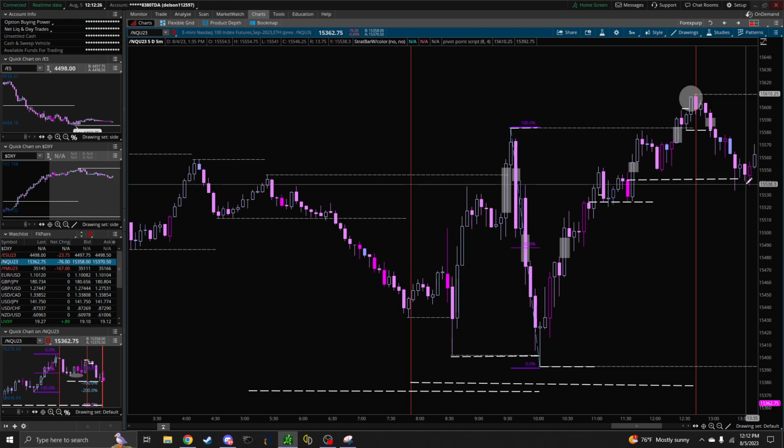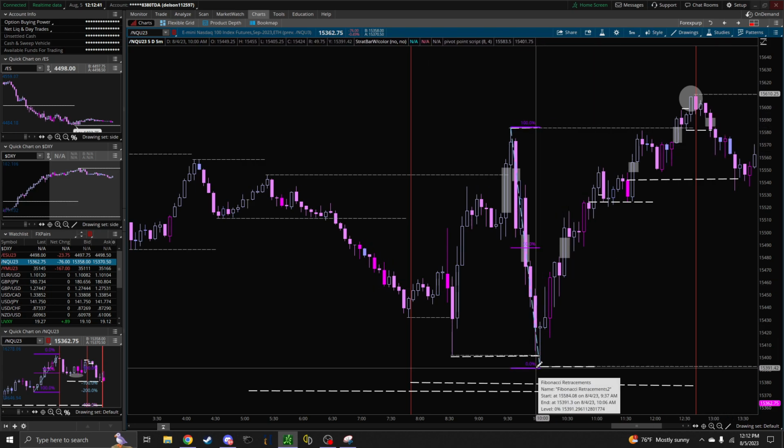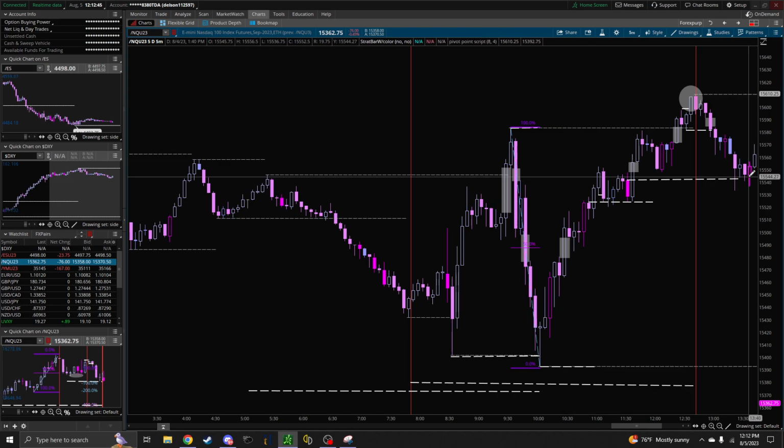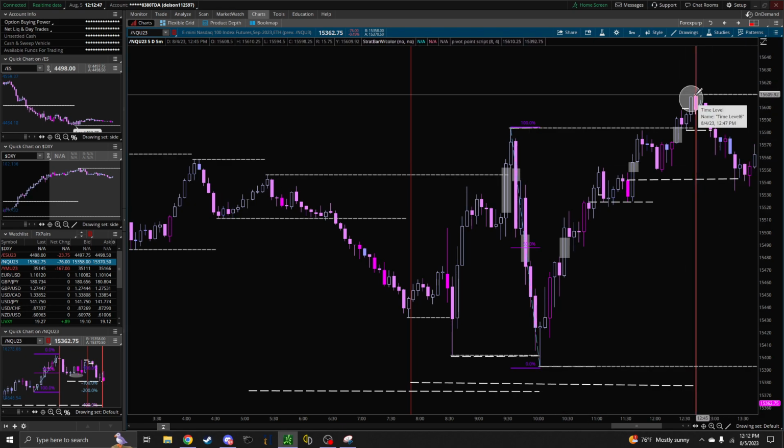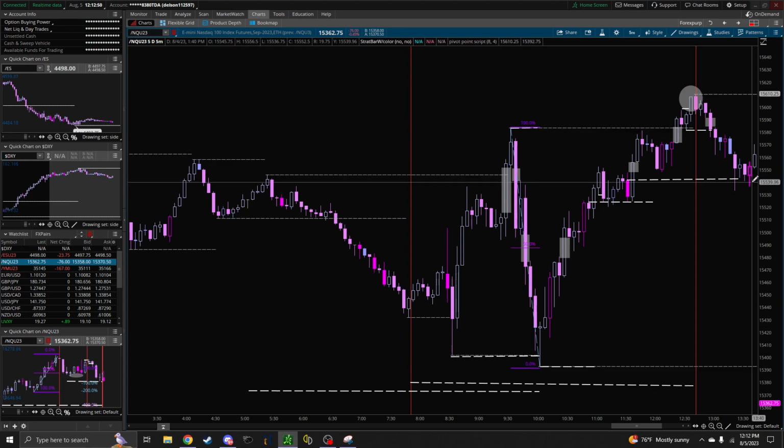Could you have longed this, if you wanted to be cool, for a little amount of points? Sure, but why would you want to do that? Like I said, that's way too advanced, because you have to trade this expecting it to fail, versus you can short this and expect it to work, if that makes sense. Because you know that this high should not get touched. But if it's most likely to fail, then wouldn't it be good to do it?